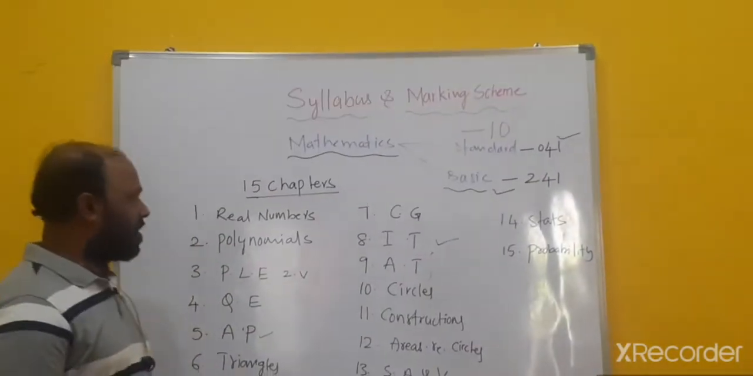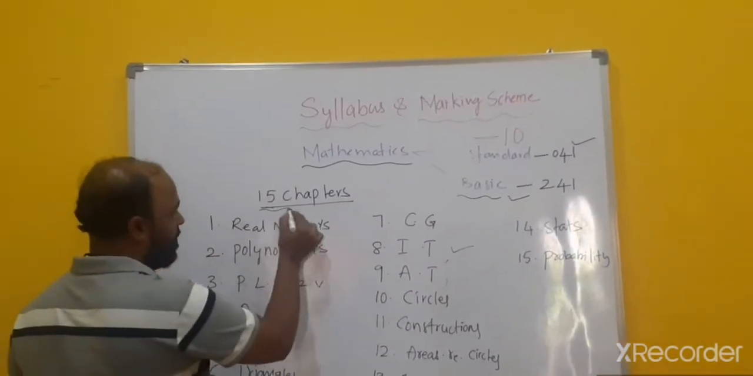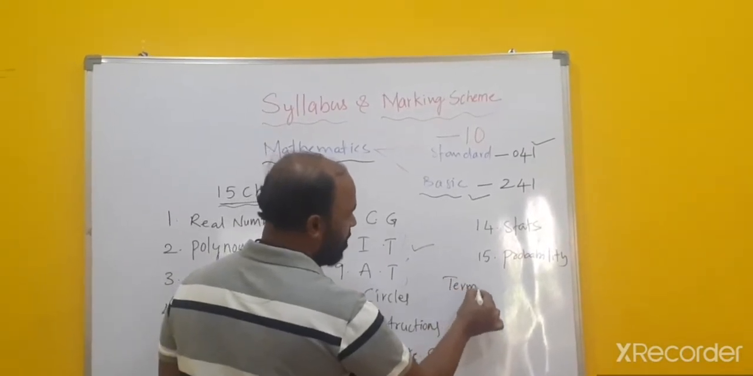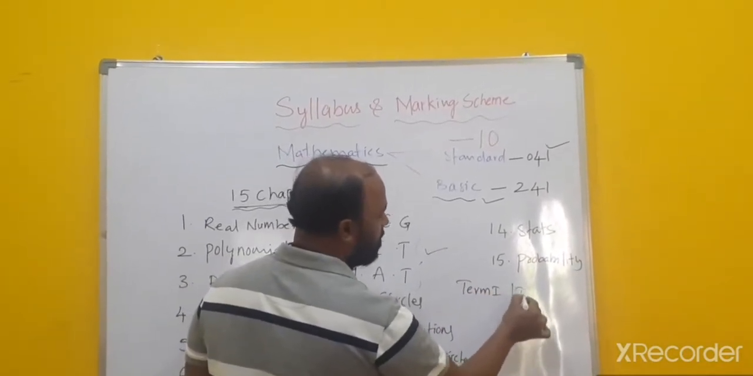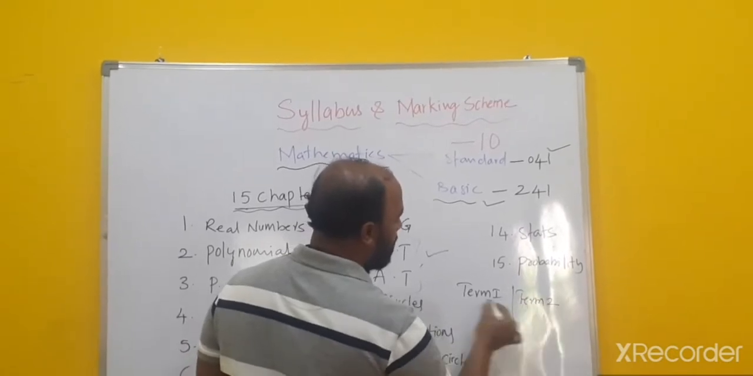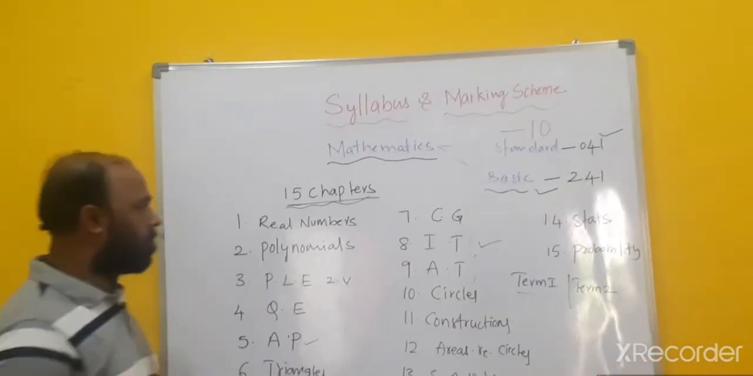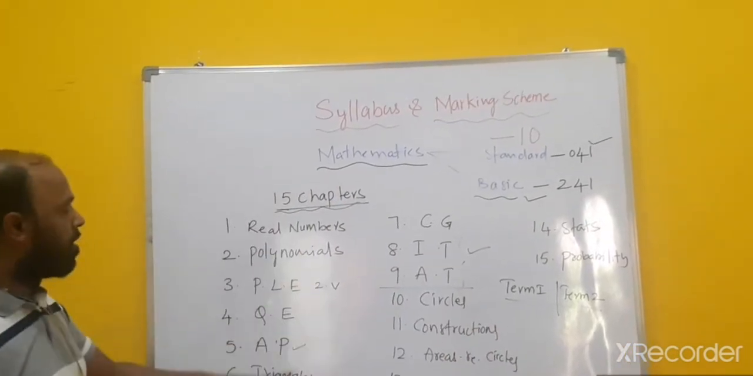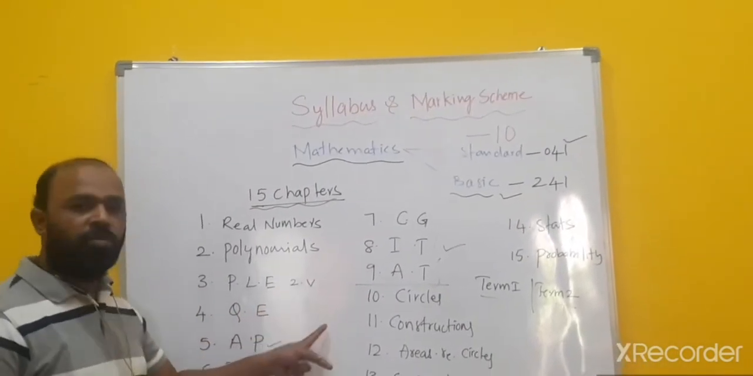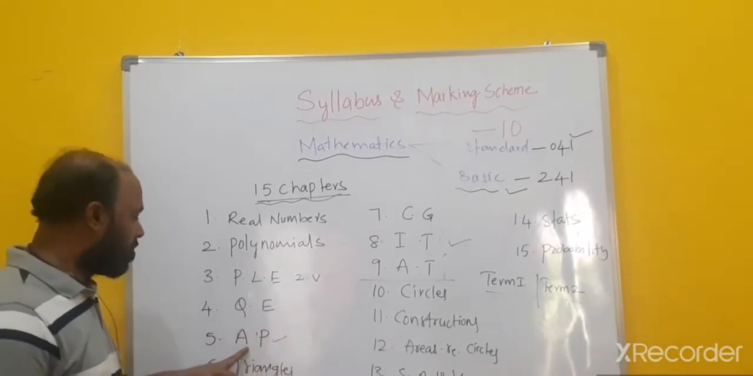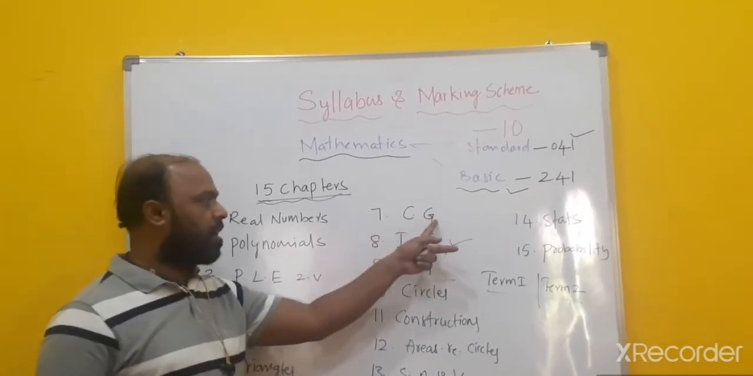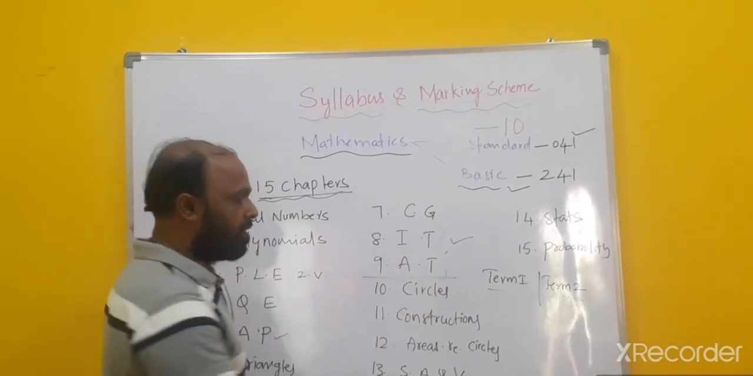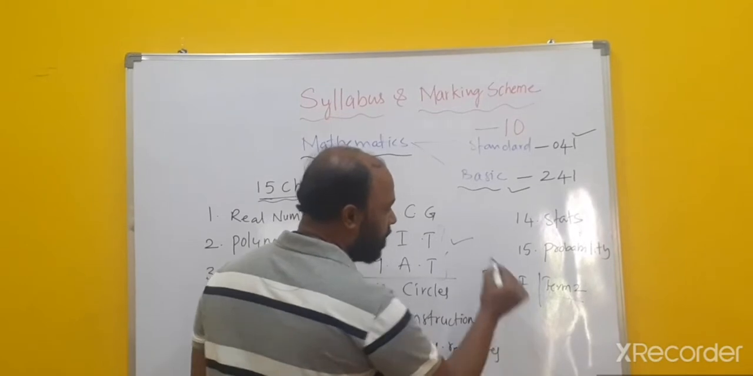Now in class 10 we have 15 chapters in total. These 15 chapters are divided into term 1 and term 2. In term 1 we have to complete up to 9 chapters. That means real numbers, polynomials, pair of linear equations in 2 variables, quadratic equations, arithmetic progression, triangles, coordinate geometry, introduction to trigonometry and applications of trigonometry. These 9 chapters are for term 1.